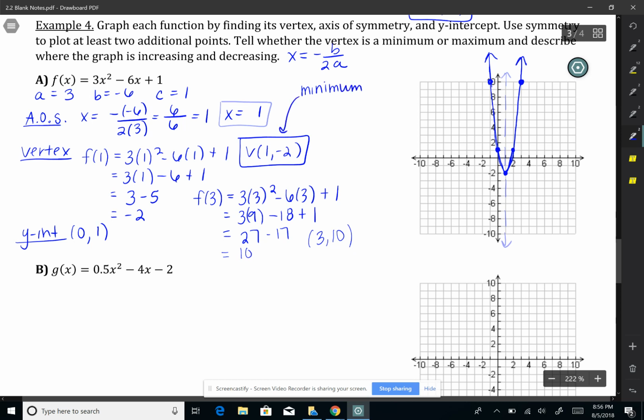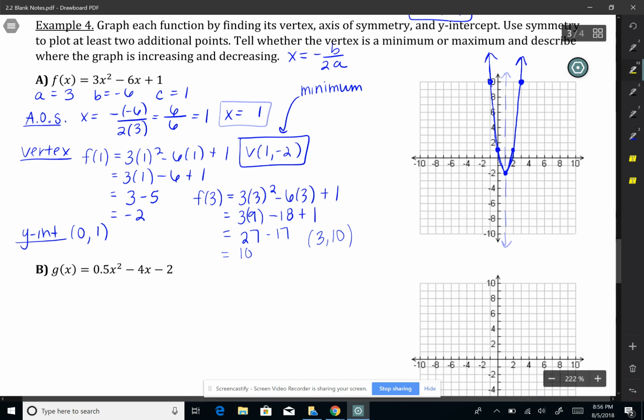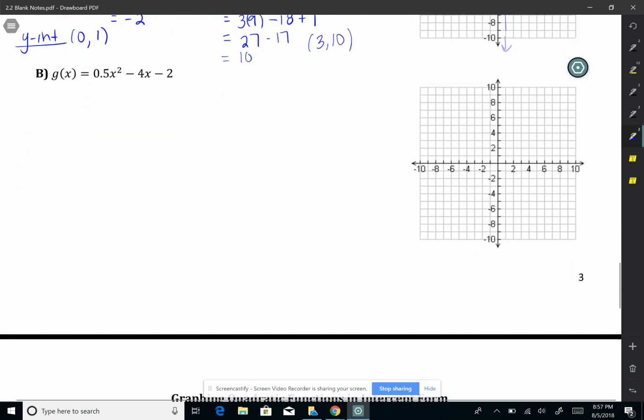And because it's a minimum, as I look left to right, my graph on this side is decreasing until I hit the minimum, and then it's increasing. So we say decreasing where x values are less than 1, to the left of our line of symmetry, and it's increasing where x values are greater than 1, to the right side of our axis of symmetry. Okay, let's move on to B.